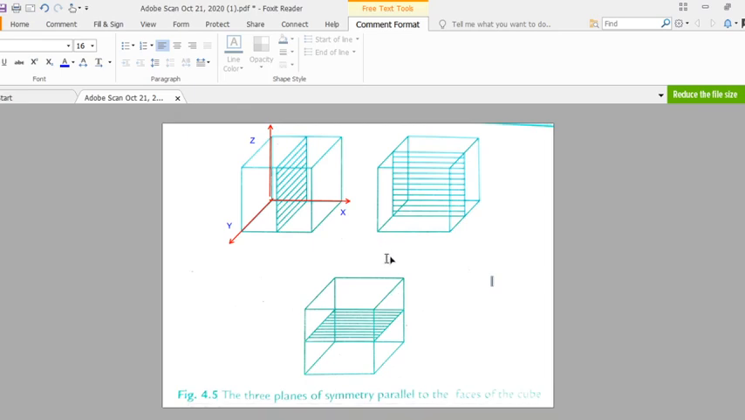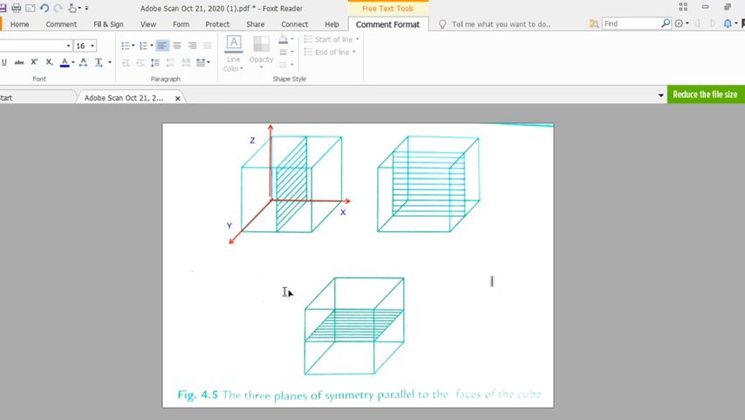So if I make a list of symmetries available in a cubic crystal, then the very first one is center of inversion symmetry or center of symmetry, which is referred to with the quantity 1.